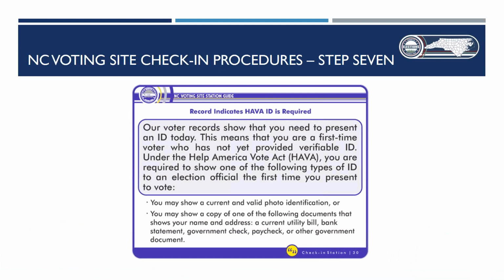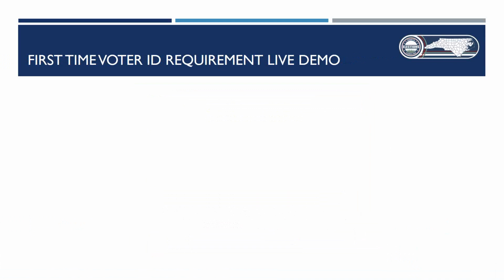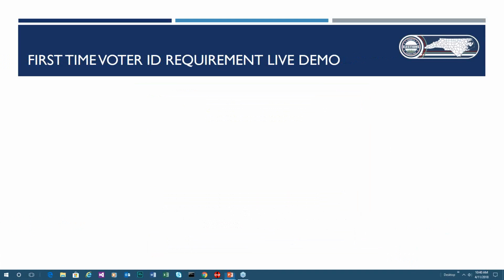So, our records show that you need to present an ID today. This means that you are a first-time voter who has not yet provided verifiable ID. Under the Help America Vote Act, you are required to show one of the following types of ID to an election official the first time you present to vote. And again, you're going to go over with them what kinds of documents are acceptable for this purpose. All right, and now I'm going to show you what that looks like in SOSA.